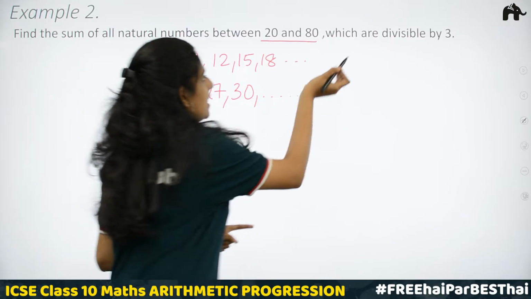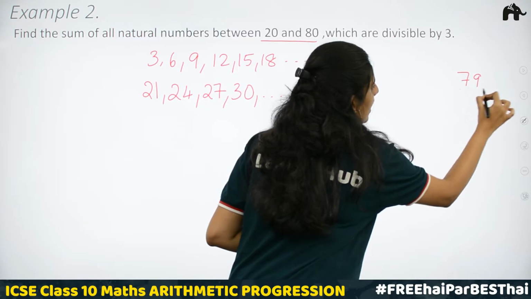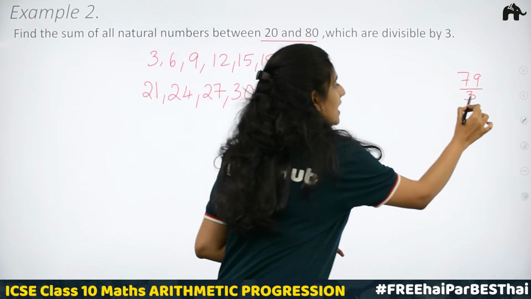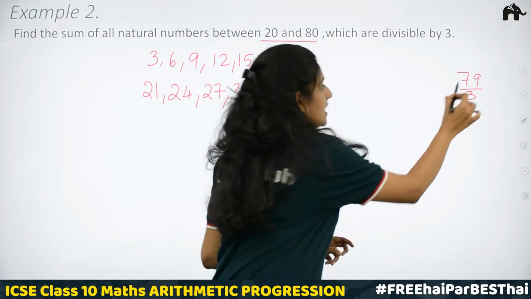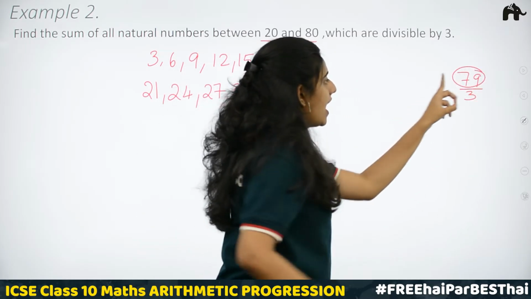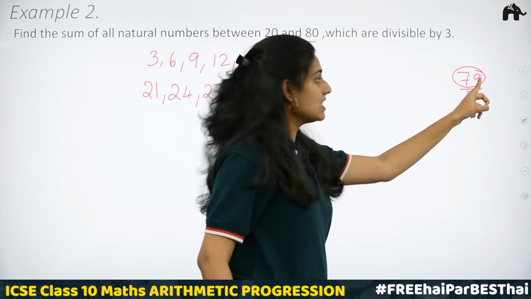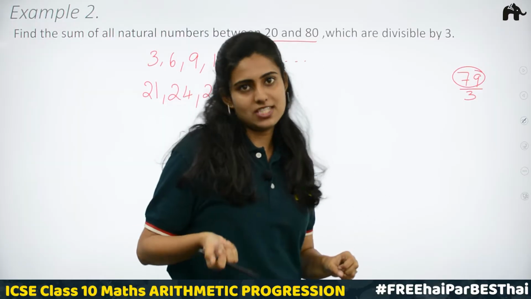No, right? Then check the previous number, which is 79. 79 divided by 3. Is this possible? To check if a number is divisible by 3, sum up the digits. That is, here we have 79. Add 7 and 9. 7 plus 9 is 16. Check if 16 is divisible by 3. We know 16 is not divisible by 3.